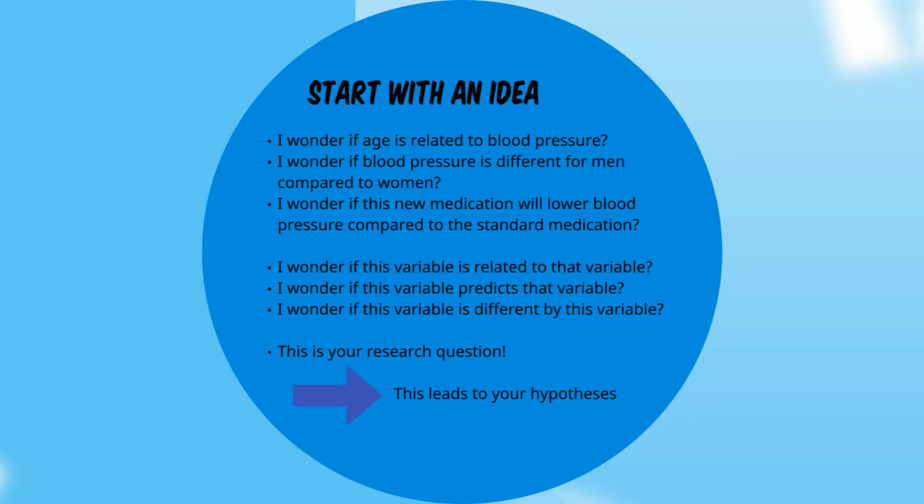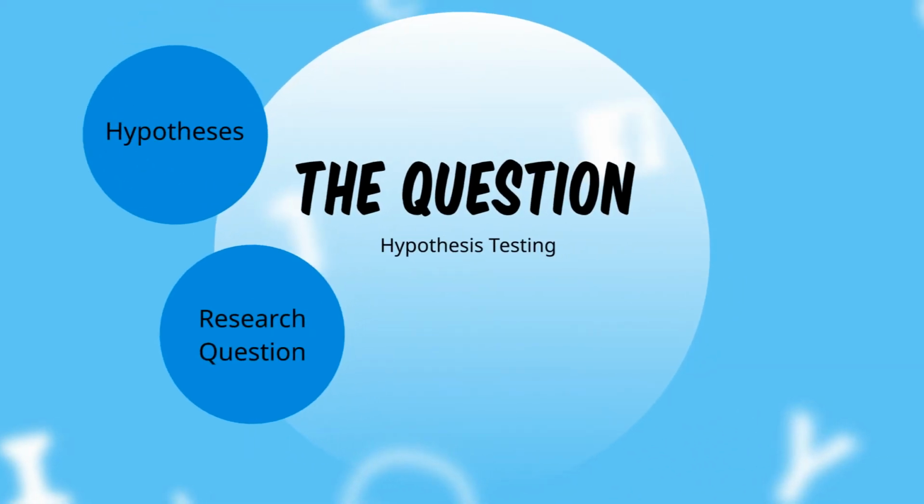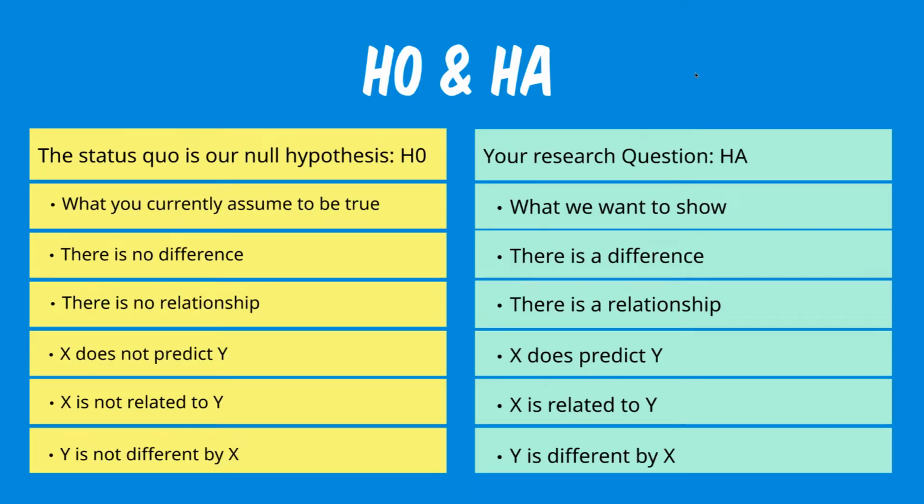Your research question leads to the definition of your hypotheses. There are two hypotheses, the null hypothesis and the alternative hypothesis. Remember, the status quo, or the current situation, or what we currently assume to be true, is our null hypothesis. Our research question, or what we want to show, is our alternative hypothesis.